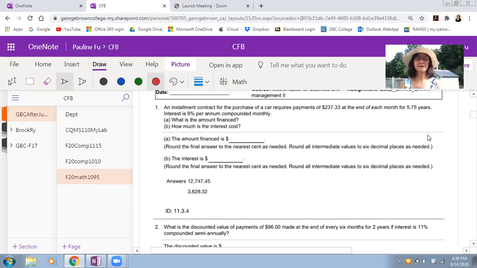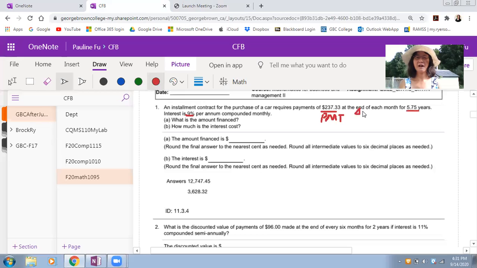An installment contract for the purchase of a car requires payment of $237.33 at the end of each month for 5.75 years. Interest is 9% per annum, compounded monthly. So for the given conditions, you have a PMT, $237.33. That is the periodic payment, PMT.